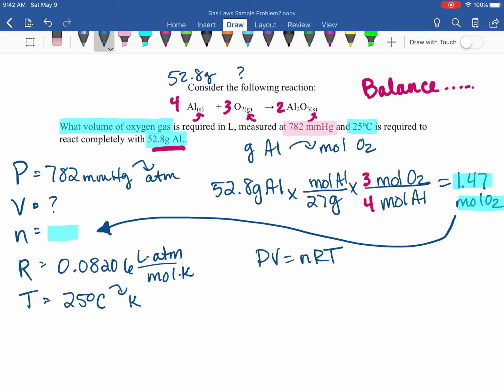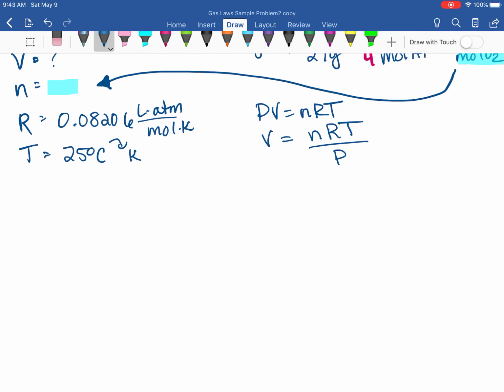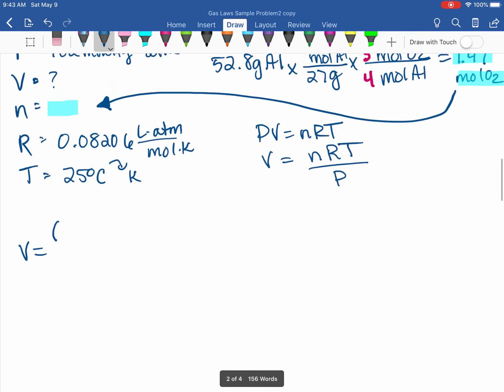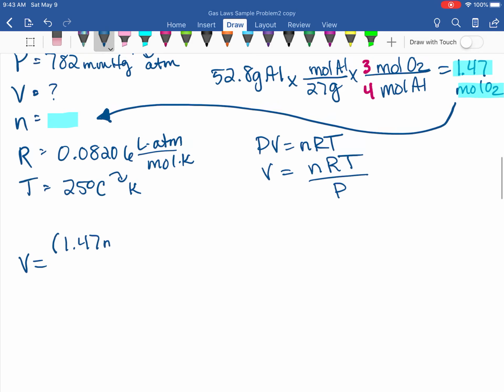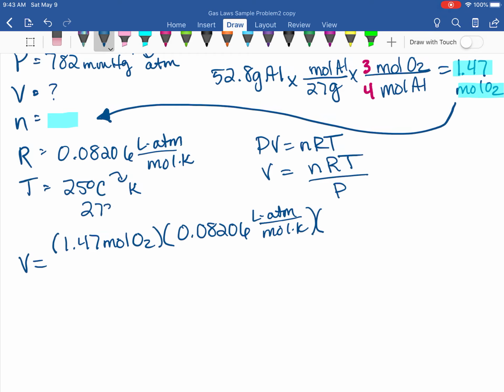All right, so now let's plug in. Again, we've got our ideal gas law. We're going to solve for volume, so we're going to rearrange. Let's plug and chug. What did we get for our moles? We got 1.47. We've got our constant, and our temperature.